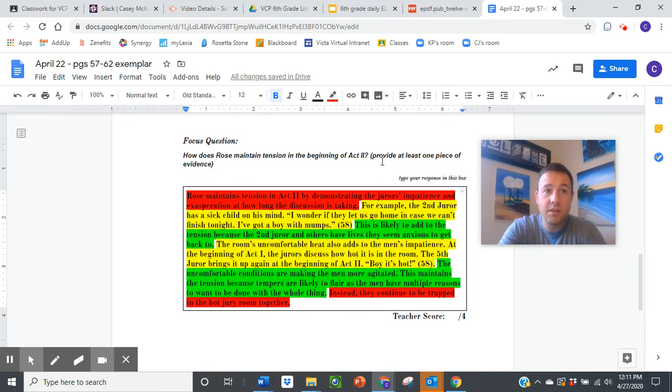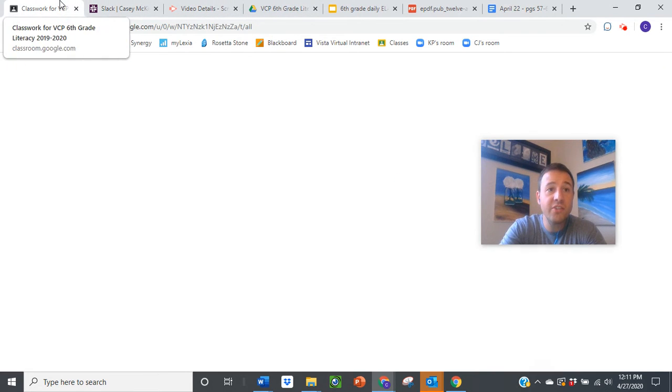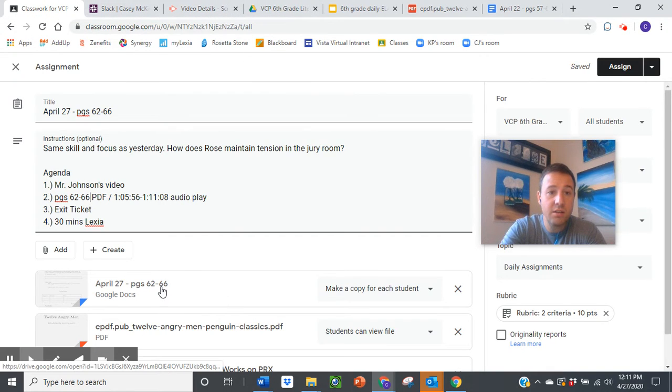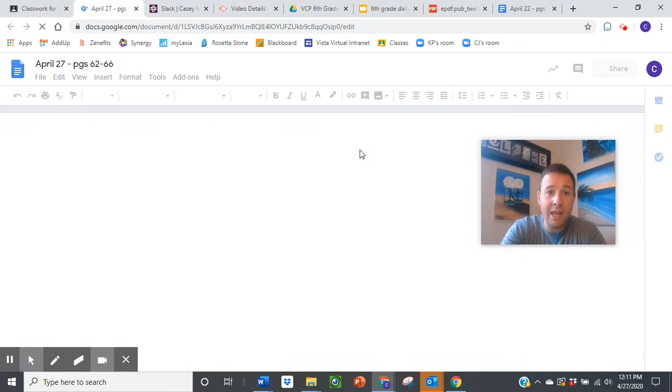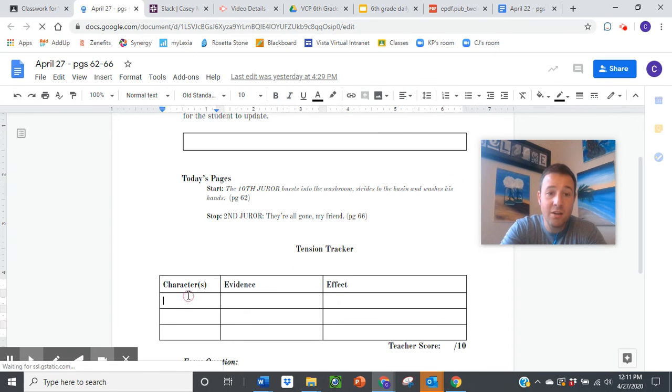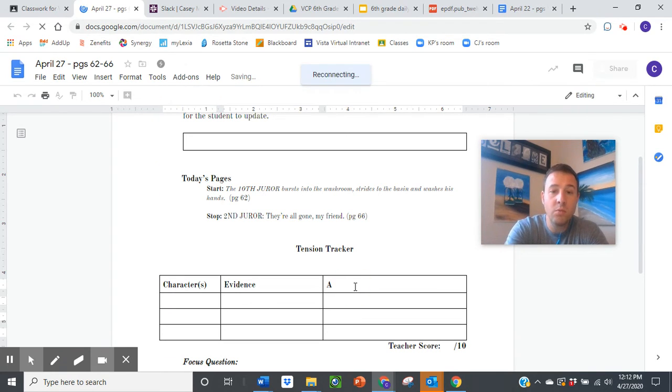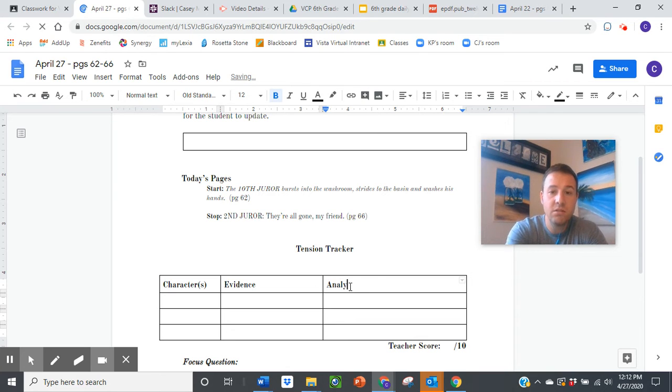So on today's assignment, it's going to look just like Friday's assignment. You're going to keep looking for examples of tension. When you find it, name which juror is exhibiting it, what's the quote or even maybe the stage direction that you want to focus in on, and what is your analysis or the effect? What's your analysis? What does that evidence show?